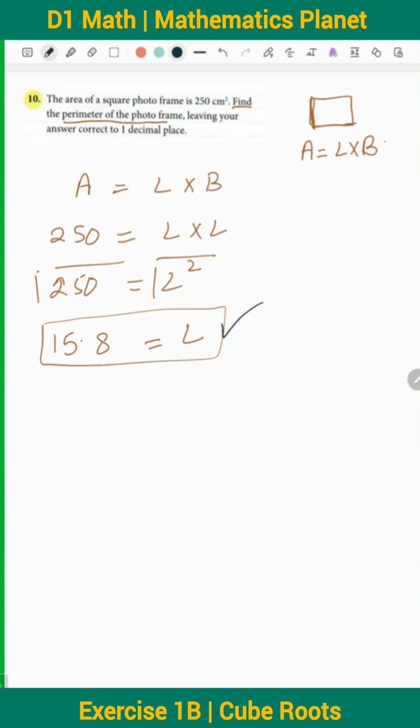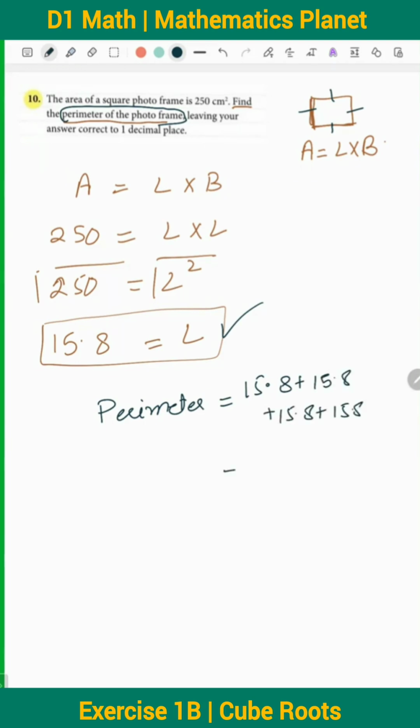Okay, students. What are they asking to find? The perimeter. So what is the perimeter? Perimeter is the sum of all four sides. So it means for perimeter, we need to add the length 4 times, or we can also multiply with 4. It's one and the same thing. Okay, do it and tell me the answer.